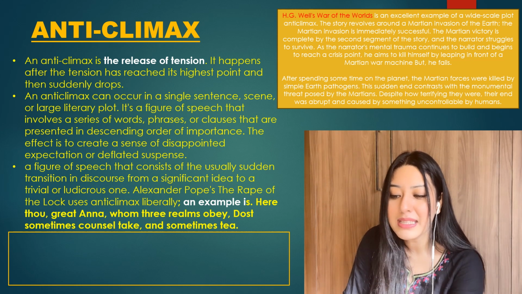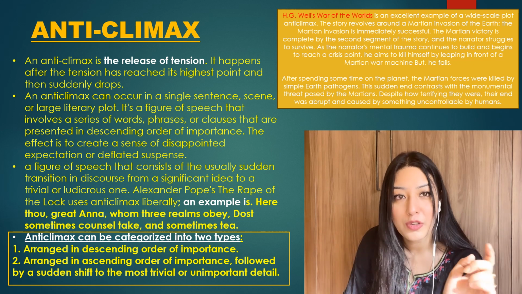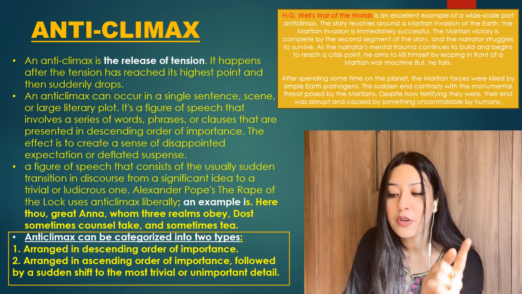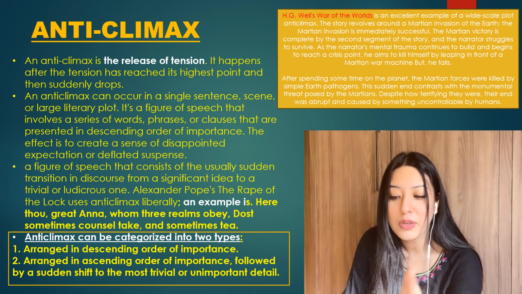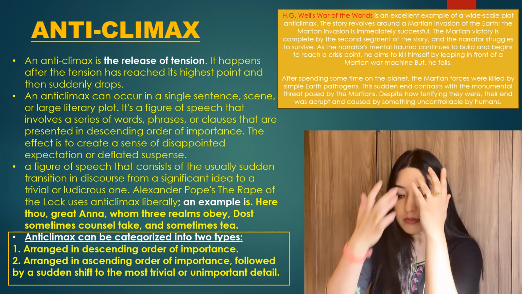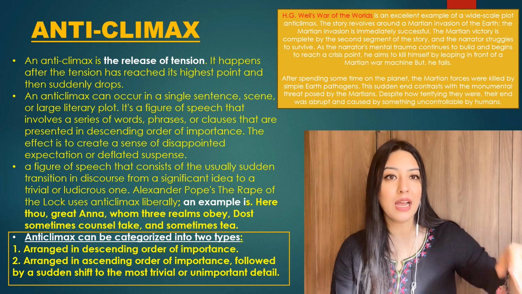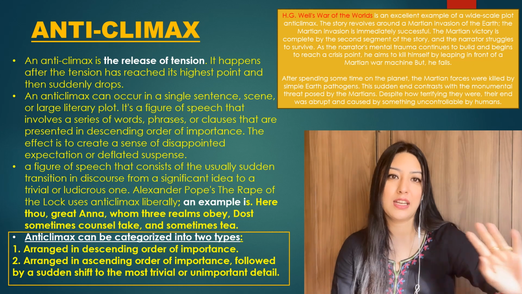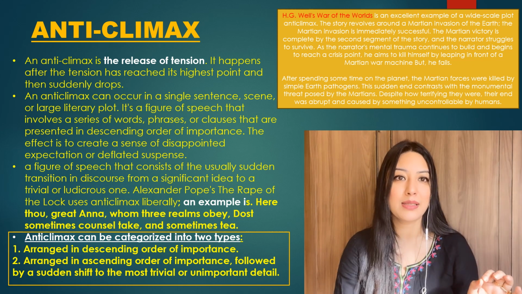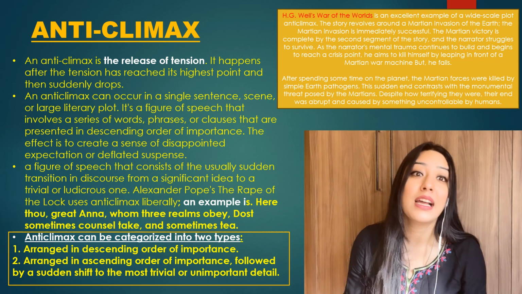Now, anticlimax can be categorized into two types. One, arranged in descending order of importance. Two, arranged in ascending order of importance, followed by a sudden shift to the most trivial or unimportant detail. Arranged in descending order of importance is where you start with great Anna, who takes tea, but she also takes great counsel and all this. It's still anticlimax because why would you even include something that trivial?